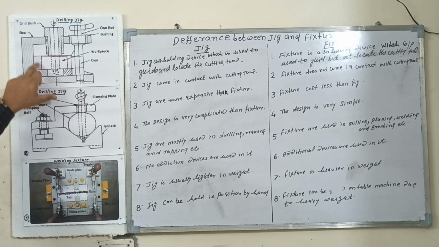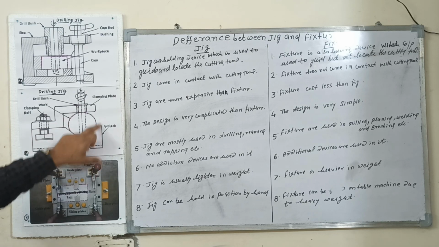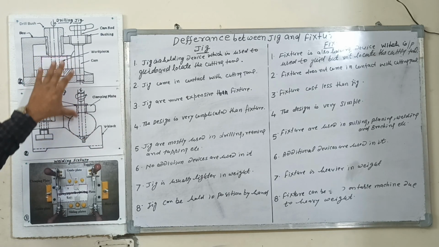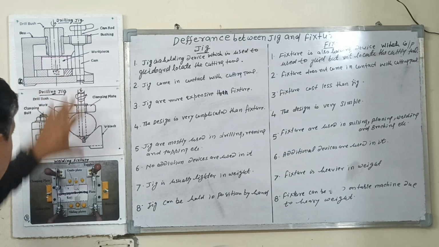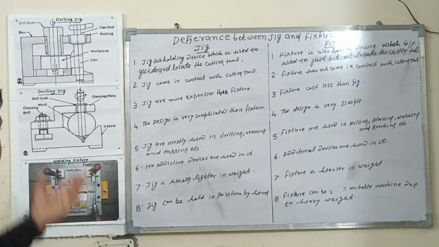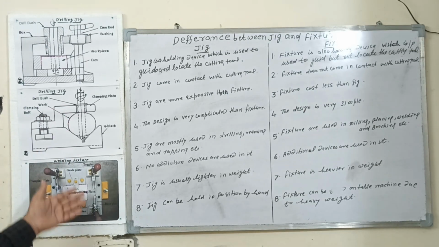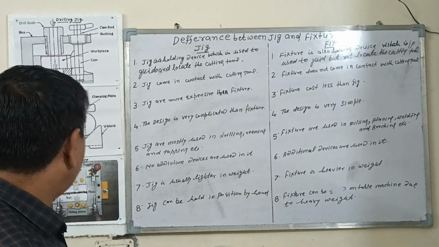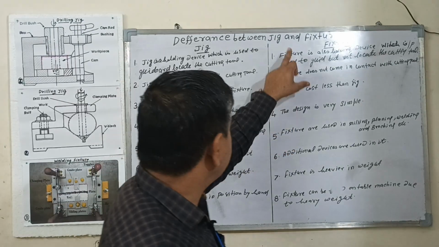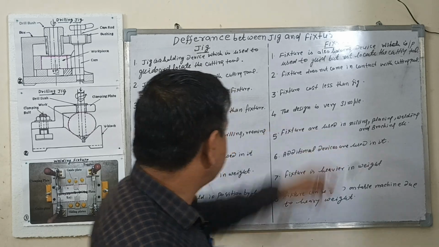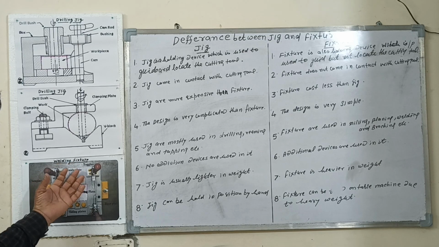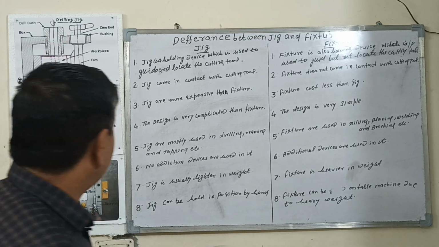The design generally depends upon the nature of the components and what your requirement is. For example, this is a rectangular piece. In this case, this is a circular piece. The design of the jig generally depends upon the size and shape and what your requirements are. A fixture also depends on the shape and size of the components. But in this case, the design of the fixture is very simple. The design of the fixture is very simple compared to the jig.